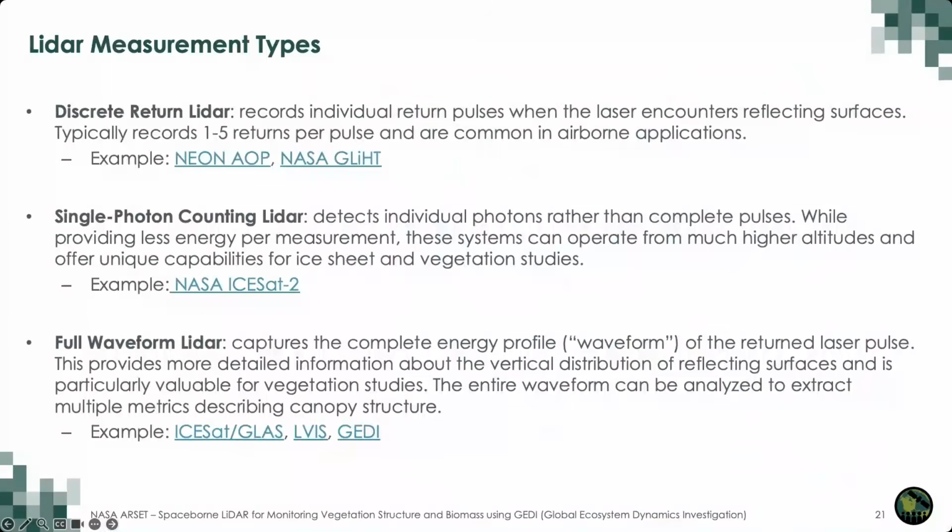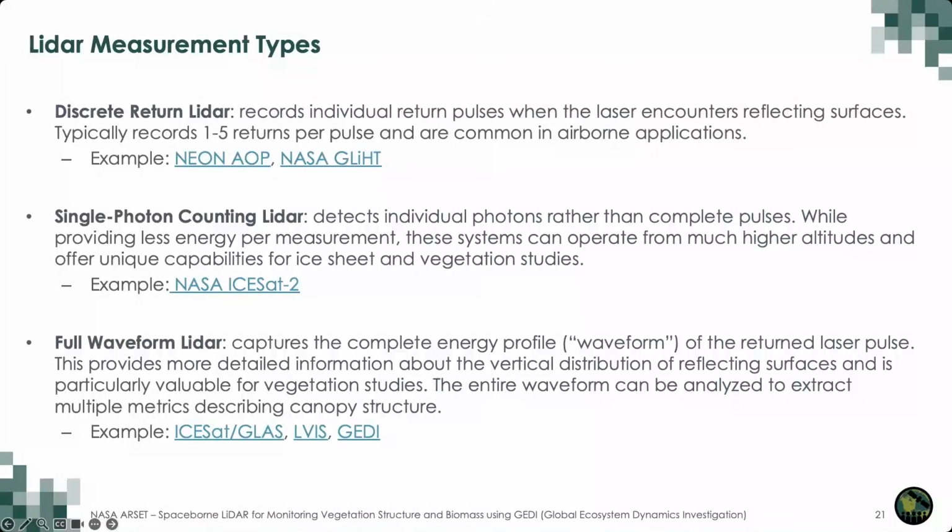Modern LiDAR systems employ different technologies to capture and process laser returns. Discrete return LiDAR systems record individual return pulses when the laser encounters reflecting surfaces. A single laser pulse may generate multiple returns as it interacts with different canopy layers and eventually the ground. Discrete return systems typically record about 1 to 5 returns per pulse and are common in airborne applications.